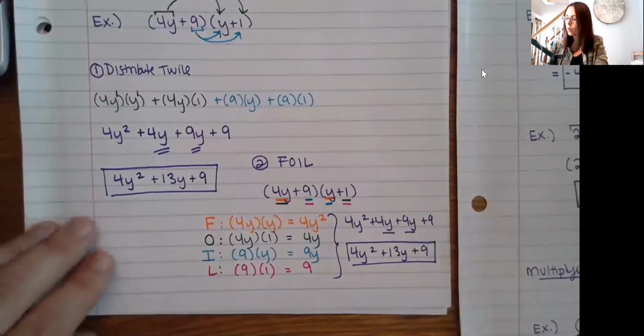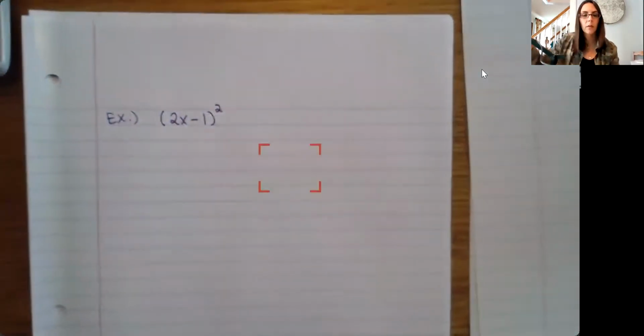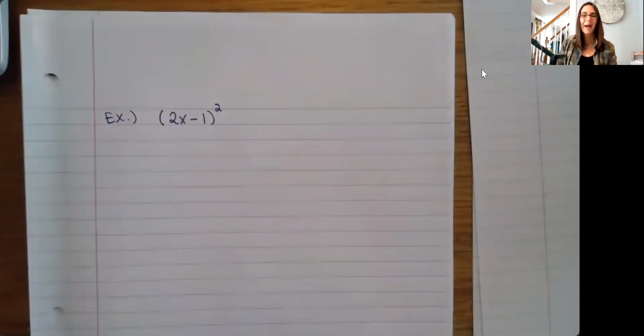So let's do one more. This one's going to look similar, but it's going to look different to start, but it's going to be the same kind of problem. So 2x minus 1 squared. There you go. So here I have a square problem, and I want you to be careful.